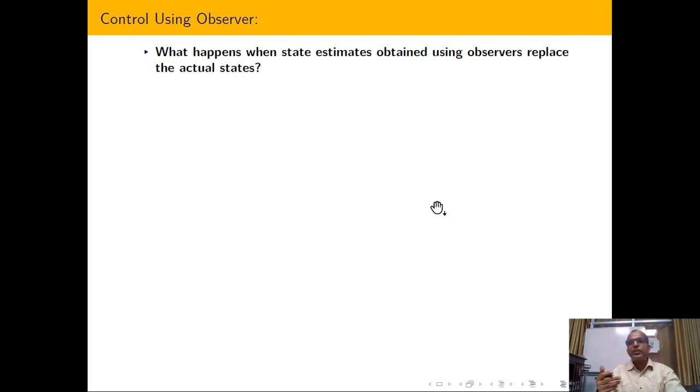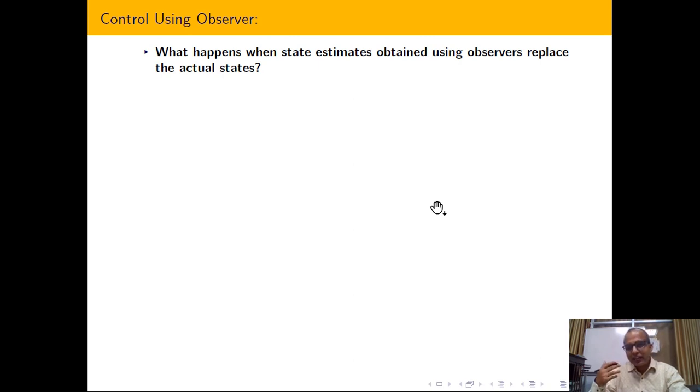So now, once I understood the design of the observer, I have fewer outputs, and based on those outputs I have estimated the other unmeasured states. In order to do that, I have already told you that first I have to check whether the system is observable or not, and that is why I first talked about observability. Now I am talking about the controller design, so again I have to talk about controllability.